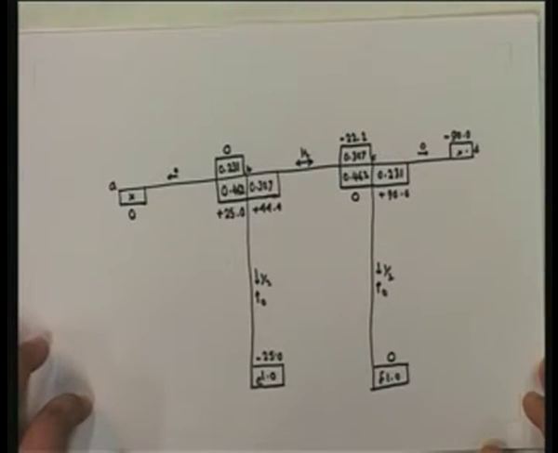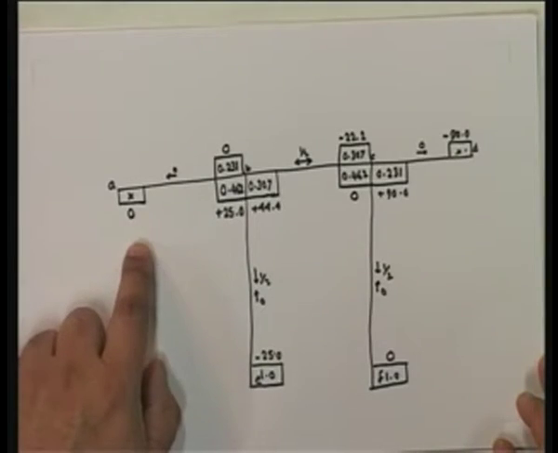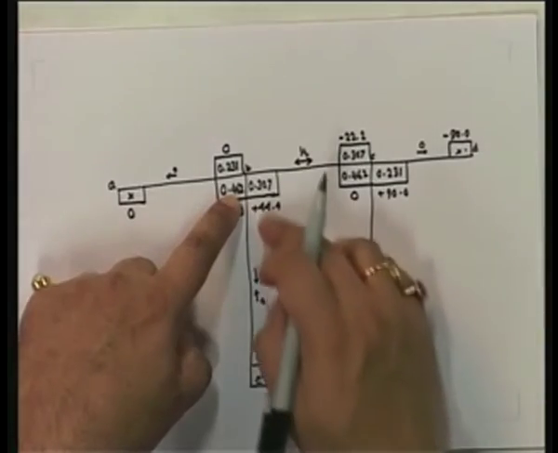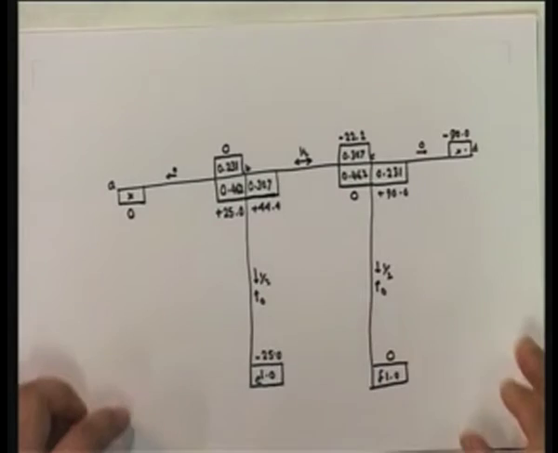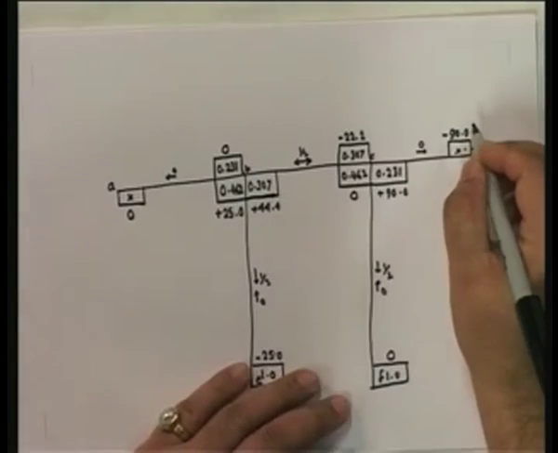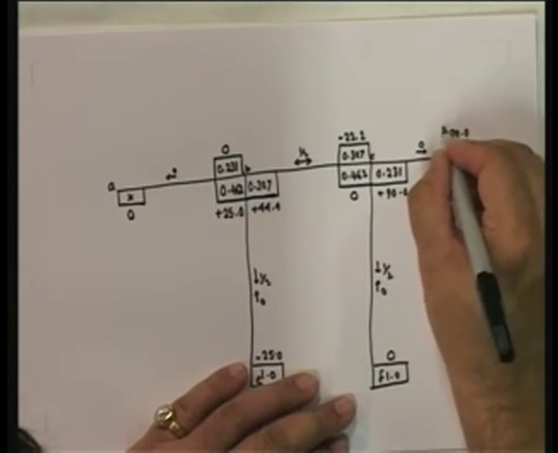So let us start the process of looking at the moment distribution. We've written down all the distribution factors. Remember, this is AB, this is BA, this is BE, this is BC. Just remember the way that we have done. So now what we need to do is consider one of the ends. The first thing that we need to do is eliminate D. There's nothing at A, so nothing to eliminate. D we need to eliminate.